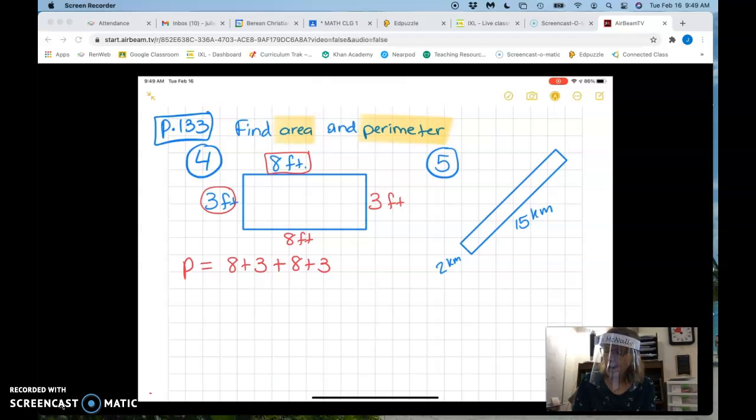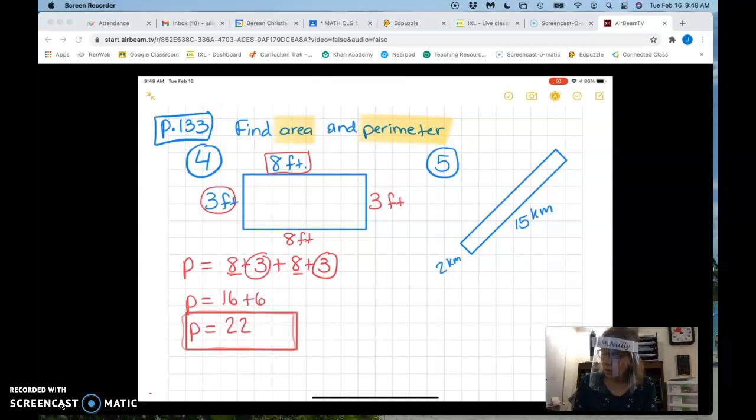So now if I add, what's 8 plus 8? 16. And what's 3 plus 3? 6. And then what is 16 plus 6? 22. 22 is correct. And our unit for this one is what? Feet. Good. So the perimeter of this rectangle is 22 feet. Let's find the area.